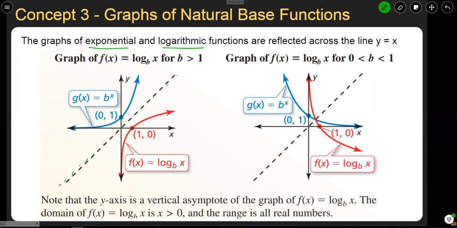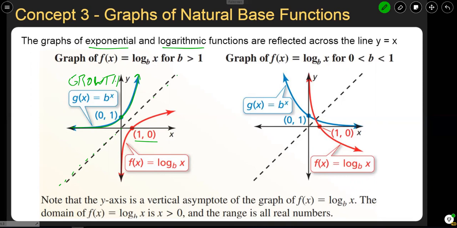So our first one we're looking at is b to the x power. This is an exponential growth function. So that's a growth function. So it's starting low and then rapidly rising as we move to the right. And as you can see, if we reflect that, all of our x coordinates become y's, all of our y coordinates become x's. So 0, 1 is reflected at 1, 0.